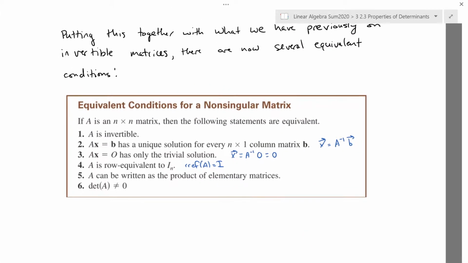Okay, so just from the fact that you can calculate the determinant of a matrix and it is non-zero, you can deduce a lot of information about how the matrix behaves.